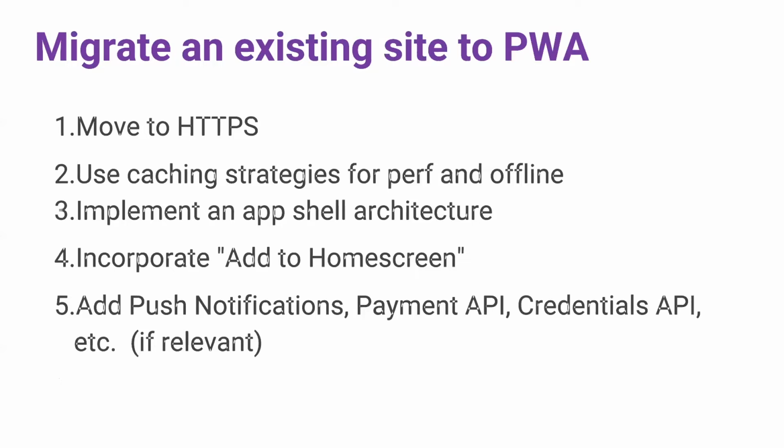Implement the app shell architecture. It separates the dynamic content from the logic rendering that content. Add the icon to the home screen. Add the website icon to the home screen, ensuring that it is easy to return to your website. And then we have multiple features like push notification, payment, and credentials to make it similar to the mobile application and use the benefit of those features.